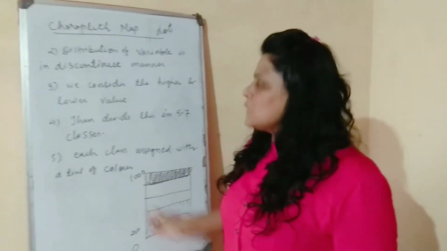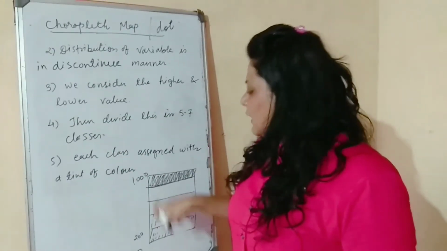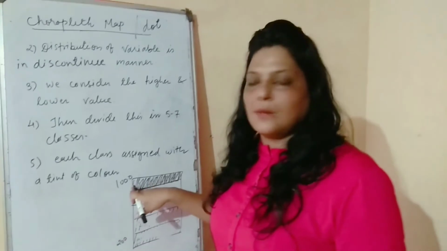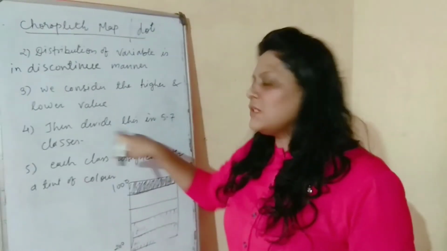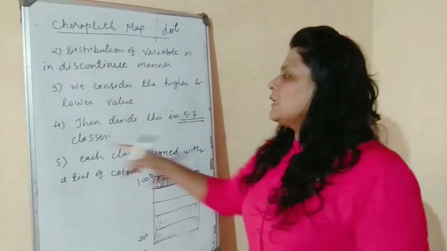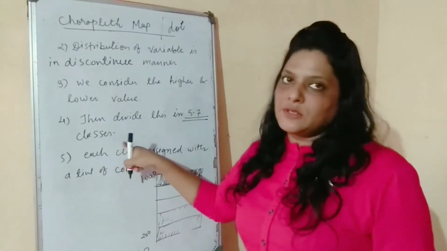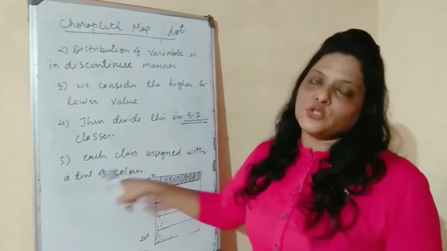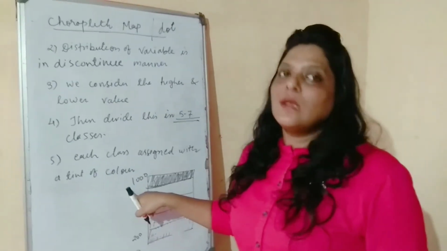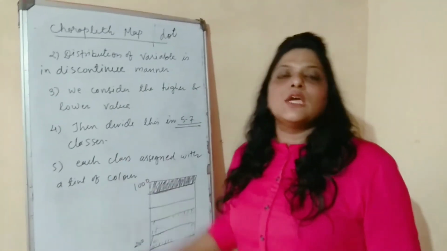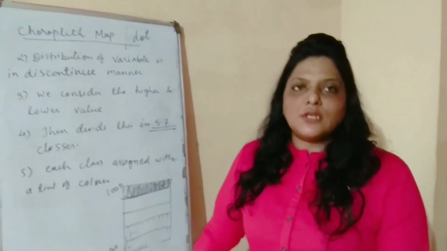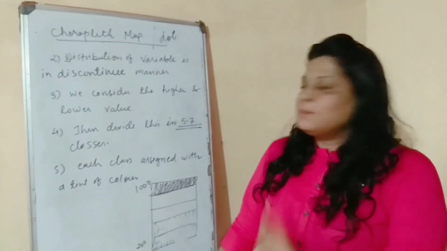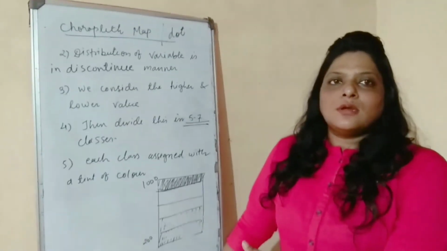So this is the meaning here, that we consider the lower value and the upper value, and this value we divide into 5 to 7 subclasses, that is, sub administrative units, and to these units we assign some tint of colors or the black and white pattern. All these things we are going to see in pictorial format afterward, but before that, just a reminder of what we have learned.